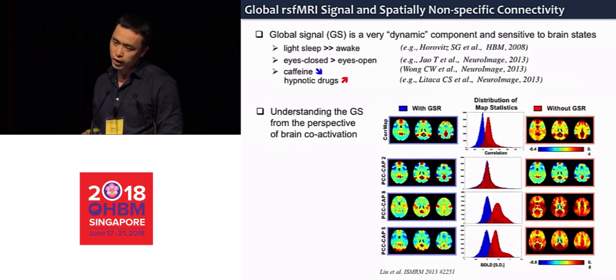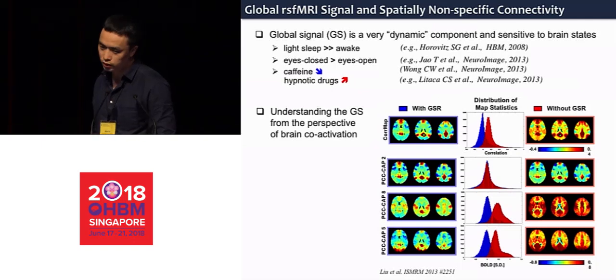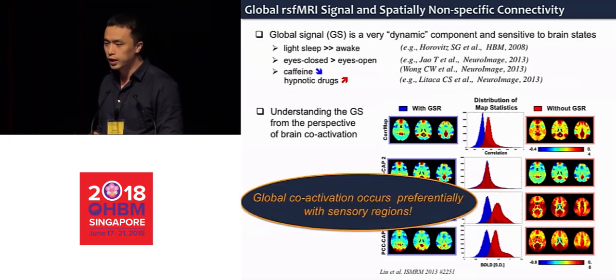And we have been trying to understand this global signal from the perspective of brain co-activation. When we apply this CAP decomposition on the datasets with or without global signal regression to remove this global signal, we found interesting results. Global signal regression has dramatically different effects on different types of CAPs. For the sensory CAPs, the effect is very strong. It indicates that if we regard the global signal as a global co-activation, this global co-activation actually occurs preferentially with those sensory regions.